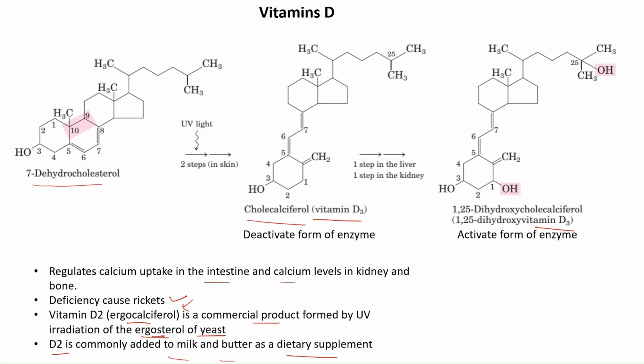So in our skin, the compound present is 7-dehydrocholesterol, which in the presence of UV gets converted into cholecalciferol, which is the inactive form of vitamin D3. And then in the liver and kidney, hydroxy group is added to make it the active form.